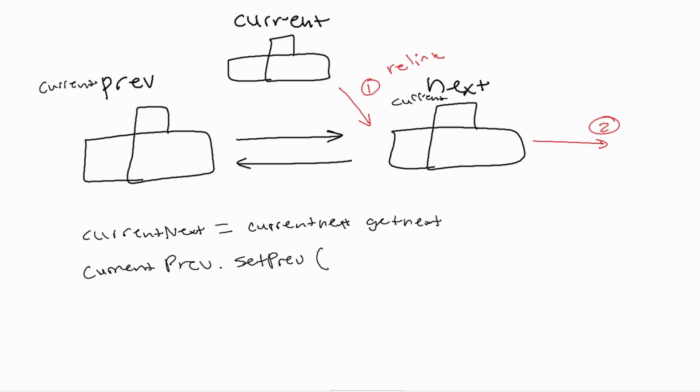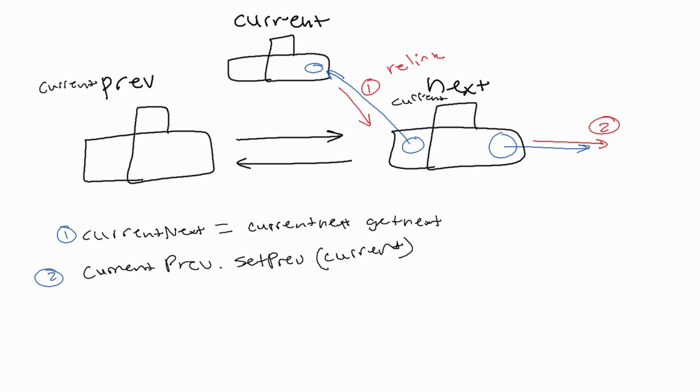So we're setting the prev, and we're going to set it to the current value. So the first line, this line up here, current next is equal to current next dot get next, is going to set the next right here. It's going to point it this way. Now current prev dot set prev current is going to take this previous pointer and point it to our current, which is here. So now these two are going to point to each other.